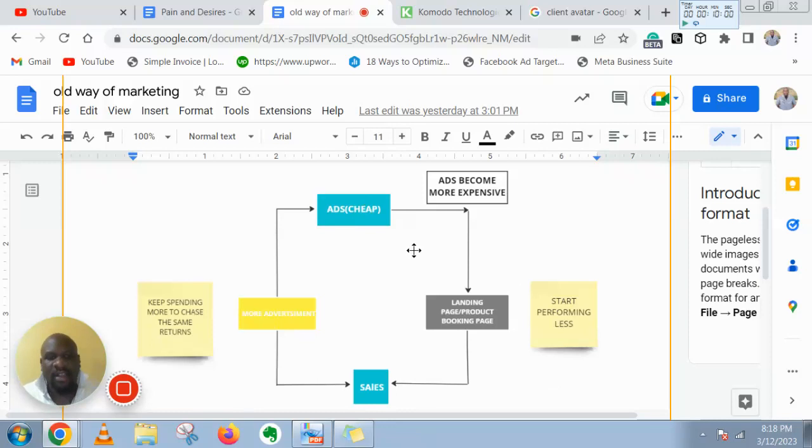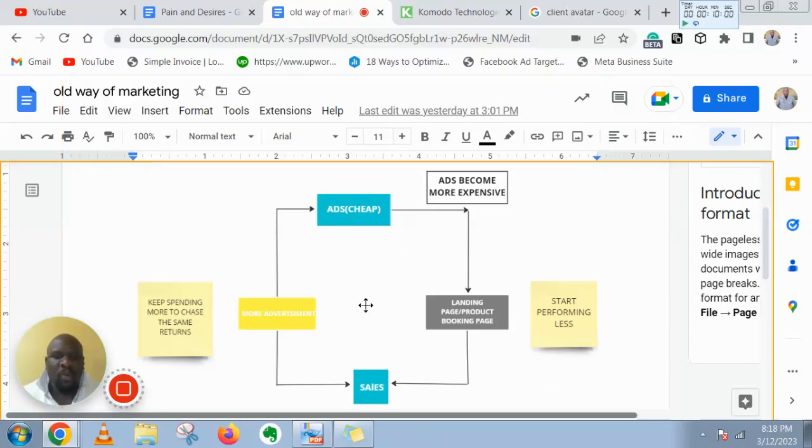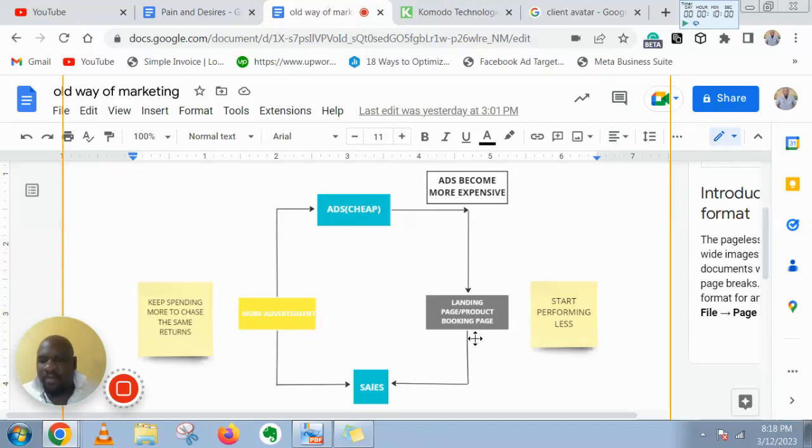And you create this particular type of funnel flywheel where ads, landing page, booking pages, and so forth, then sales. But what's been happening in recent times is that you keep spending more to chase the same return. So essentially, you're investing more with minimum profit. So the ROI we have been looking at has been decreasing, especially from 2021 to where we're at now, which is March 12th, 2023, and the ads are becoming more expensive.